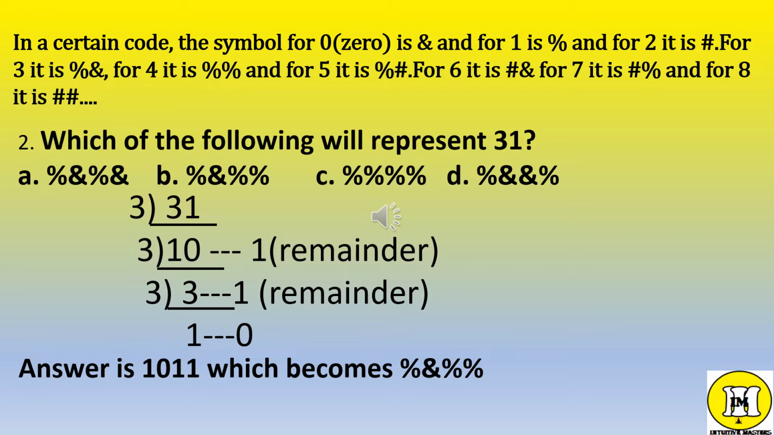31 on dividing by 3 gives 10 as quotient, 1 as remainder. 10 on dividing by 3 gives 3 as quotient, 1 as remainder. 3 on dividing by 3 gives 1 as quotient, 0 as remainder. Answer is 1011, which is equivalent to % and %.